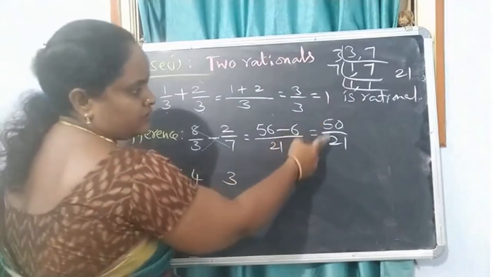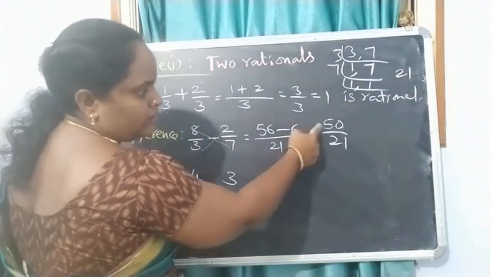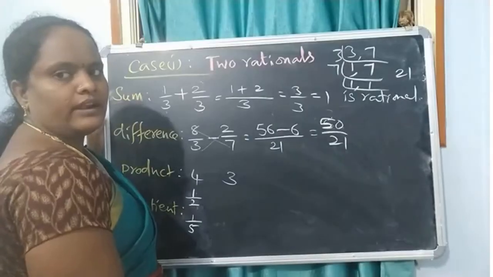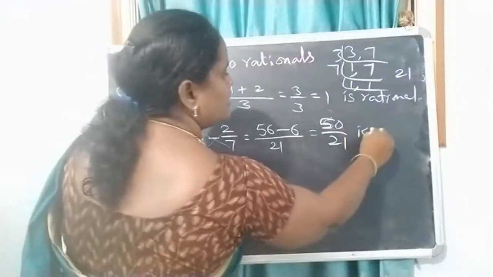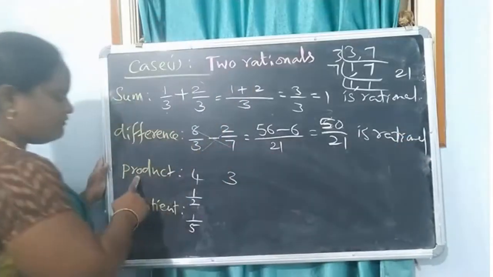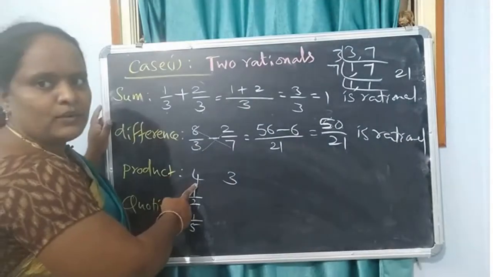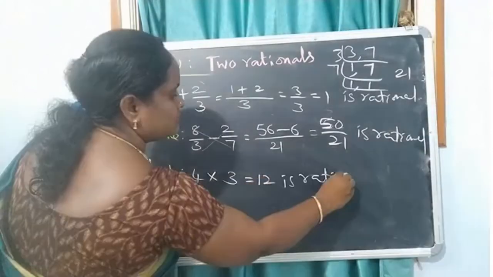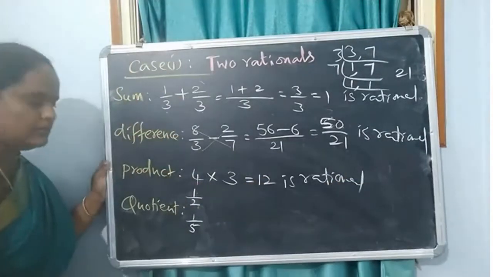If I observe this one, this is also in p by q form. 50 is also an integer, 21 is also an integer, and the denominator is not equal to 0. So it is rational. In a similar way, if I find the product, I have taken simple rational numbers 4 and 3. What is 4 into 3? 12. It is rational. 12 can be written as 12 by 1, in p by q form, so it is rational.